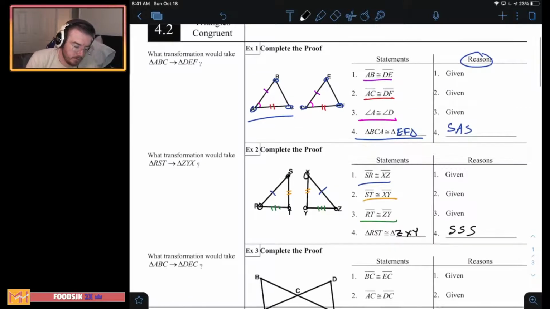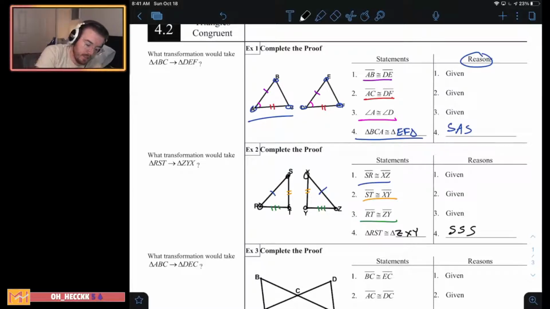Let's answer these two questions off to the side before I get too far. What transformation shows that these two guys match up? This is simply a translation. And this is a reflection.